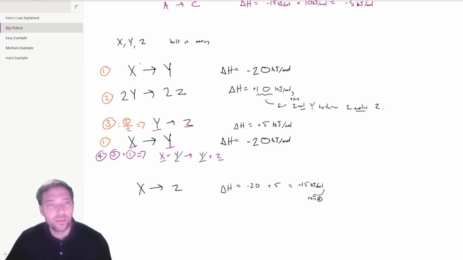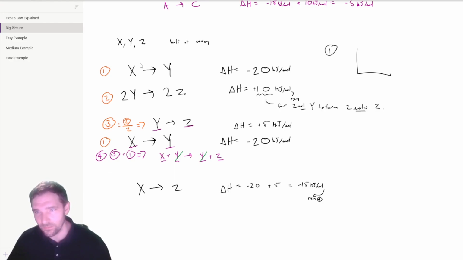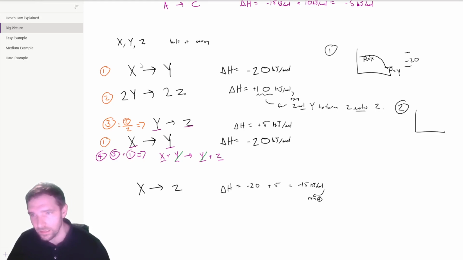So just to kind of solidify this, you can see reaction 1. If we were trying to draw out reaction 1, that was where we had this reactant, which was X here, and then you had some product, which was Y there, and it was going down 20. So I'm just going to make this a simple hill, so that's like negative 20. And then if we were looking at reaction 2, you can think of that as something where you had 2 Y's as your reactant, and then that was going up, it looks like, to a positive 10 joules.